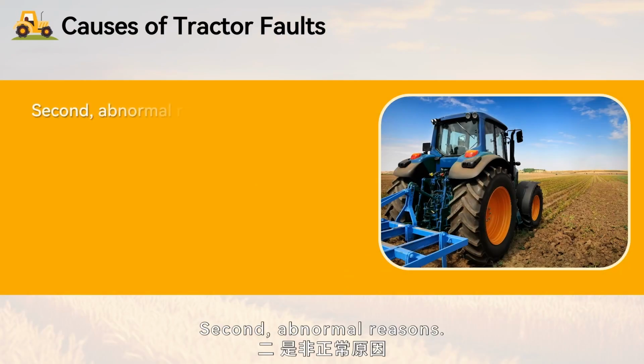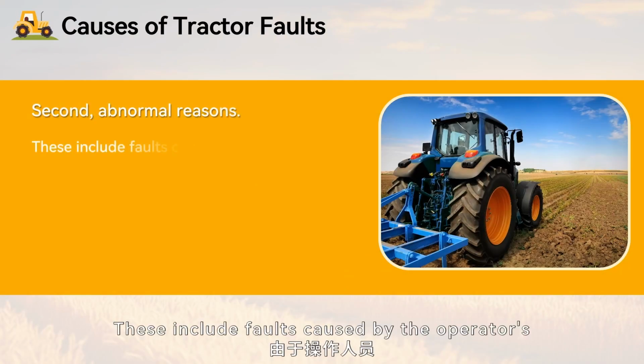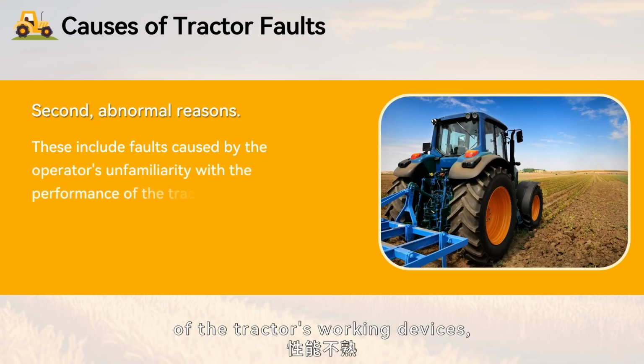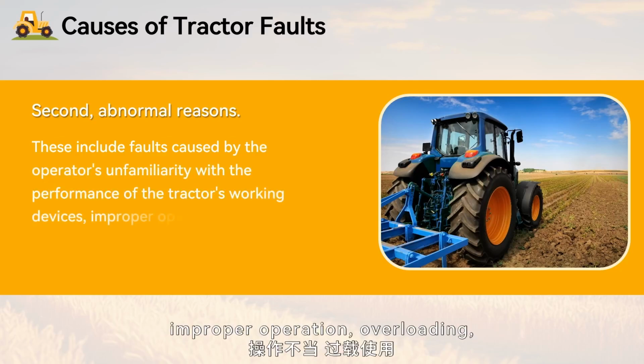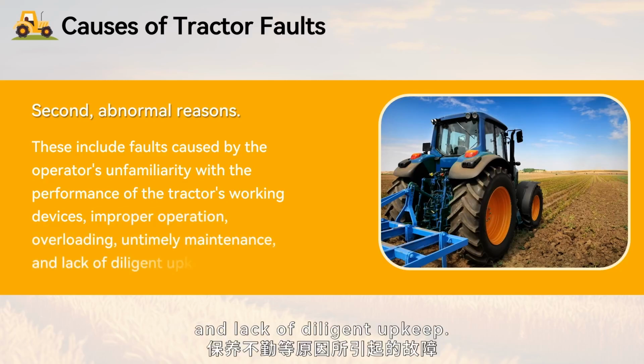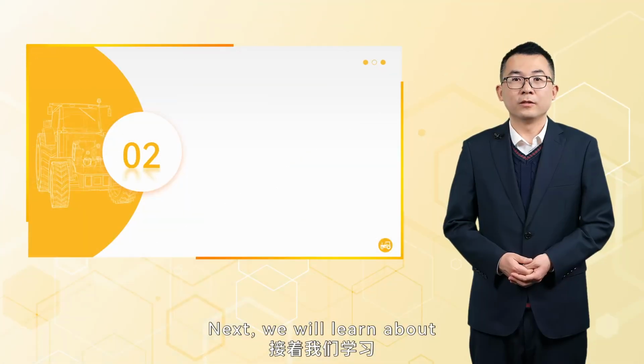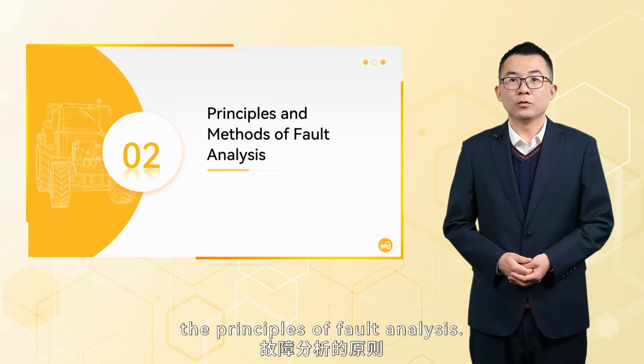Second, abnormal reasons. These include faults caused by the operator's unfamiliarity with the performance of the tractor's working devices, improper operation, overloading, untimely maintenance, and lack of diligent upkeep. Next, we will learn about the principles of fault analysis.